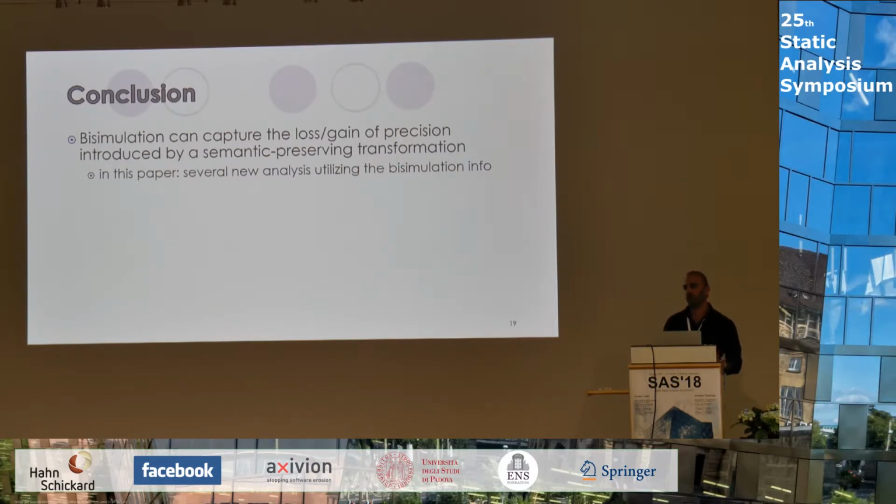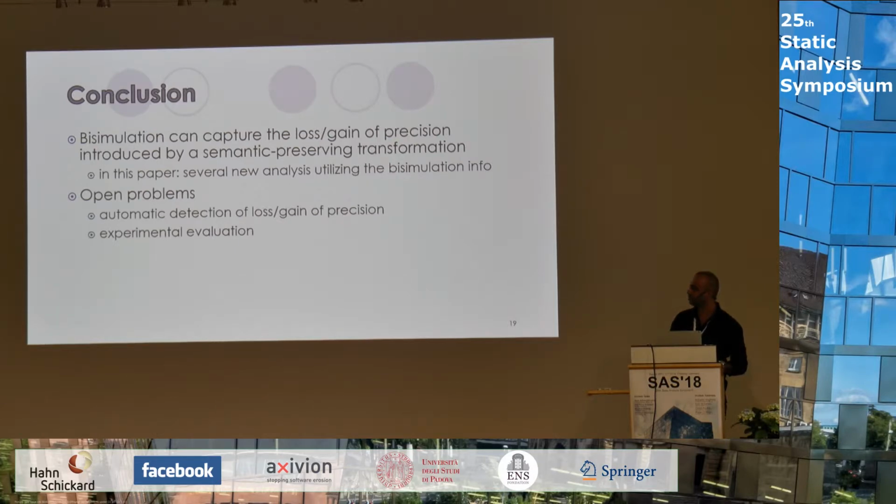But there are several very interesting open problems. For instance, if we have a program transformation and we have some abstract domain, can we automatically conclude whether or not this transformation will introduce precision or will lose precision for every program? Or what is the class of programs for which this will be the case or not? Also, it would be interesting to run, let's say, bisimulating analysis in a program verification framework to experimentally evaluate this analysis and see if we get better results than with the current tools.